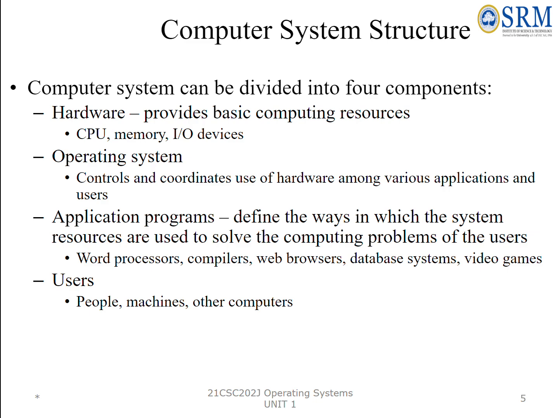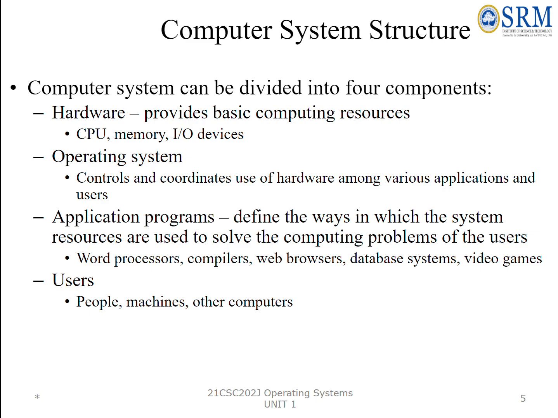The computer system can be divided into parts. When you take a system, what are the parts? Hardware and software. Hardware means the hardware tools in a system: CPU, memory, input output devices. Software means the set of programs residing within the system, which control and coordinate the use of the hardware among the various applications and users.